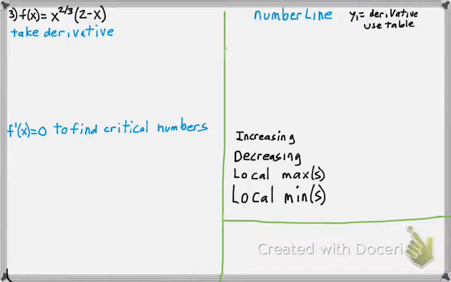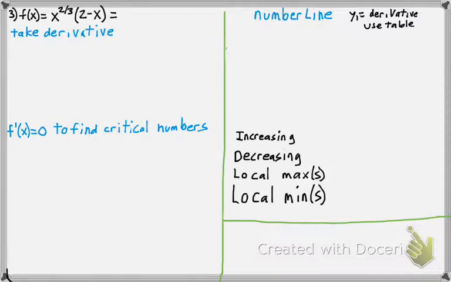For number 3, we're trying to figure out the regions where it's increasing, decreasing, as well as the local max and mins. And we're using the derivative to do this. So before I actually take the derivative, I'm going to write this in a different way so that I don't have to use the product rule.